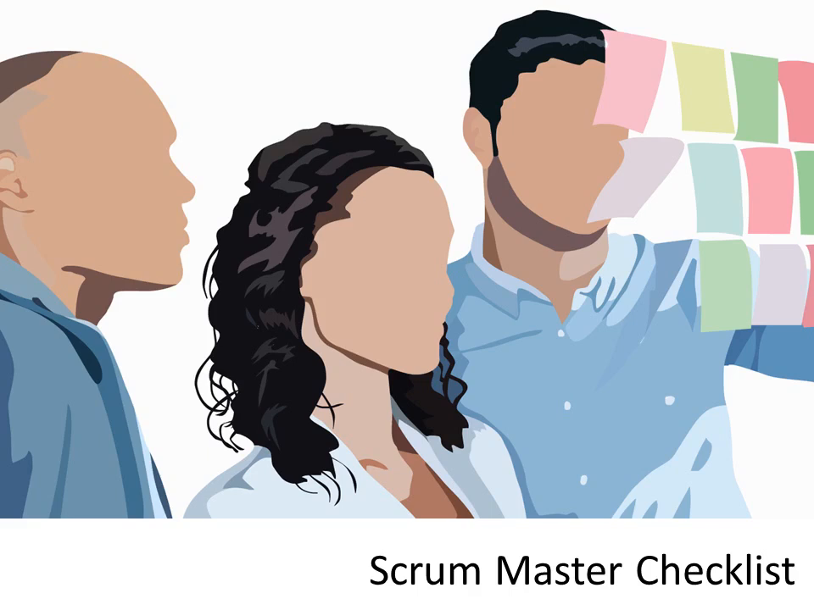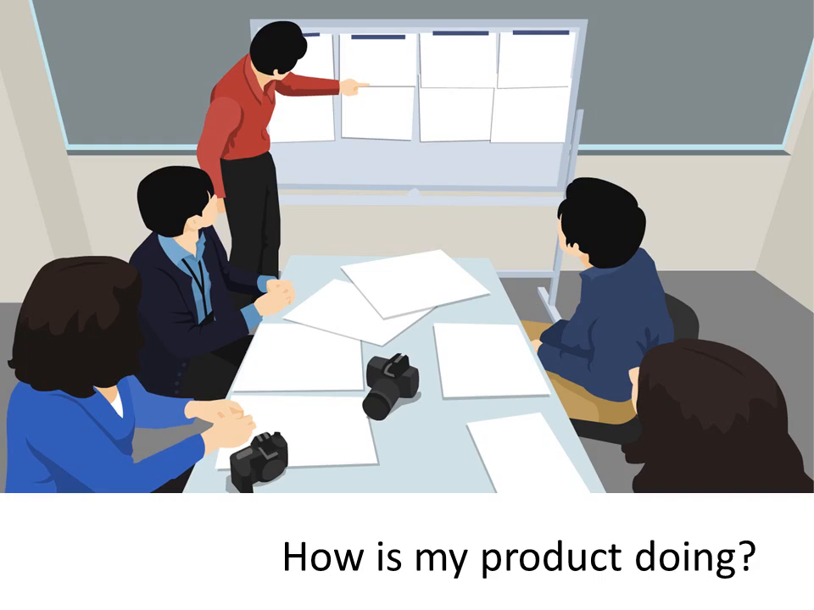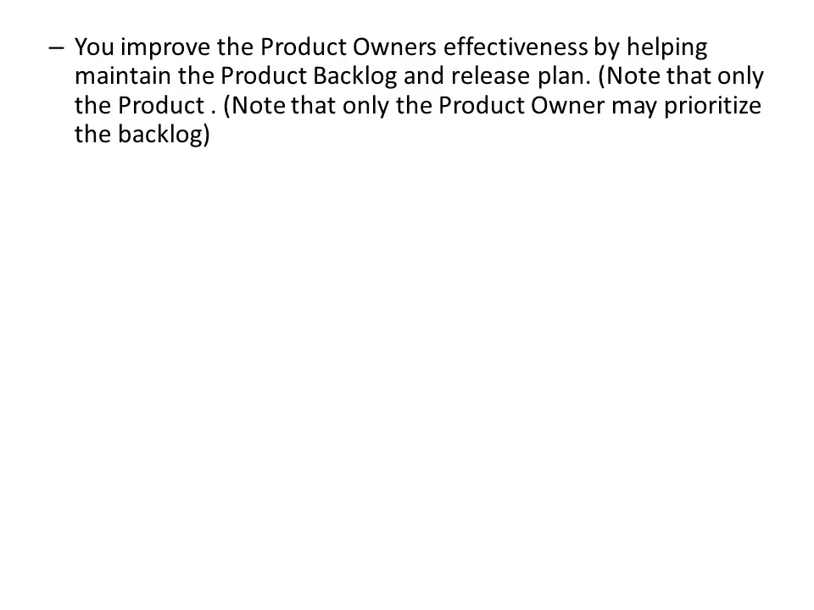In this next part, we're going to look at the Scrum Master's checklist, the things he does on a day-to-day basis. So the first one is to ask the question like, how's my product doing? Now, the key thing in that is you improve the product owner's efficiency by helping maintain the product backlog and the release plan.